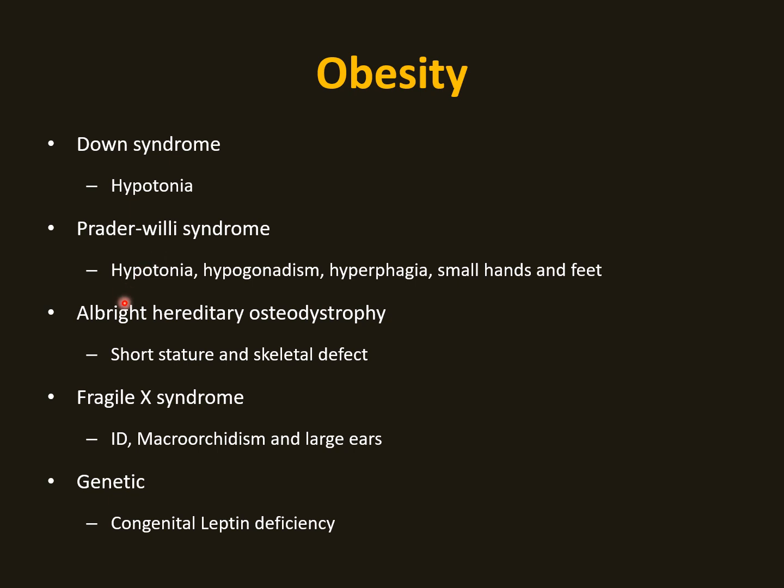Prader-Willi syndrome: hypotonia, hypogonadism, hyperphagia, small hands and feet. Albright hereditary osteodystrophy: short stature and skeletal defects. Fragile X: intellectual disability, large testes and large ears. Genetics, for example, congenital leptin deficiency.